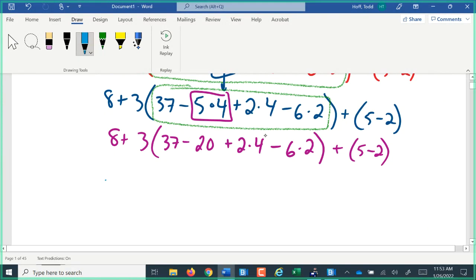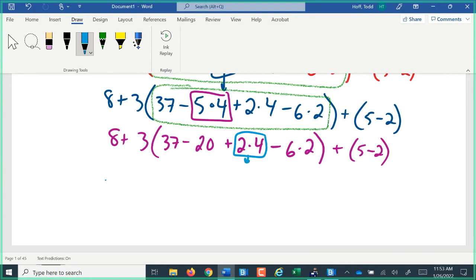But here, this 2 times 4 would be my next step. That's my next multiplication going left to right in the parentheses. But since this is disjoint, there's nothing that would affect doing the 6 times 2. Let's do it at the same time. 6 times 2 is 12. Everything else in the problem stays exactly the same.